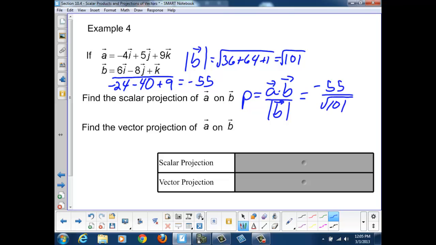Noticing that it's negative tells me that A is actually not pointed in the direction of B at all. It's actually an unhelpful force.